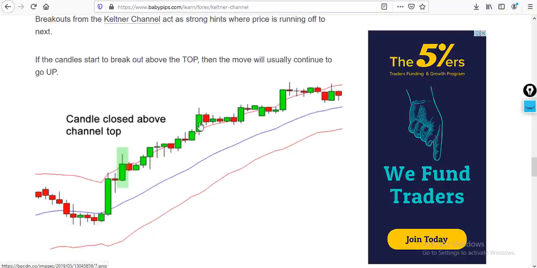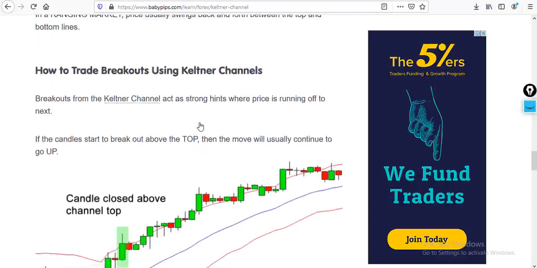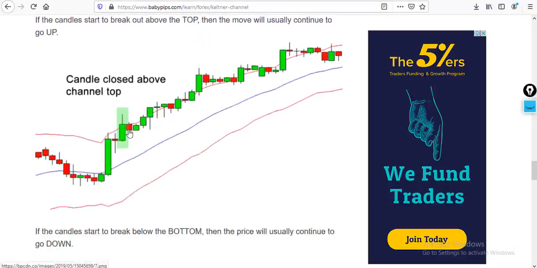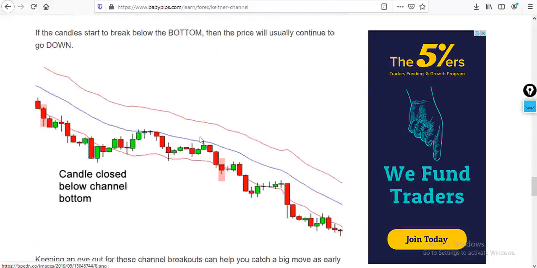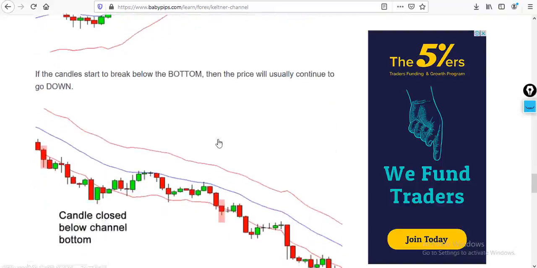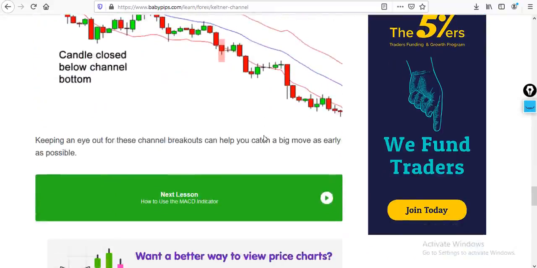And you can use them to trade breakouts as well, like we have here. How to trade breakouts using the Keltner channels: once the candle breaks through the average true range line to the top, know that a trend is about to occur, a trend to the upside. So this is the breakout. Once it breaks out, you're ready to buy the market. However, if it breaks to the downside, the market is about to trend downward as well. That's basically how the Keltner channels work.